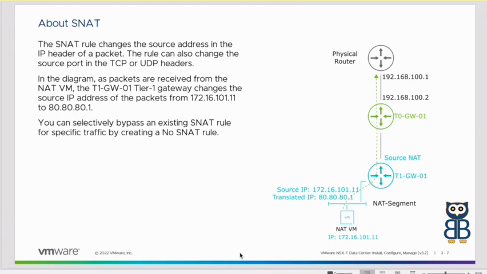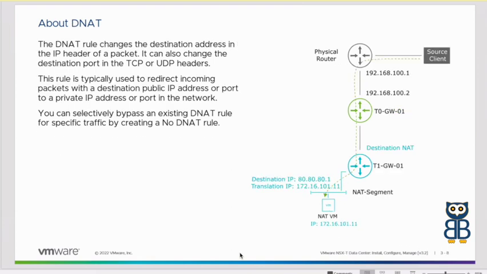Whereas when we talk about DNAT, this is generally for inbound traffic. If I say on my T1, you can do this on T0 also, but the only difference is your T0 must be running active standby if you want to do a stateful version of the NAT. So in this example, we're doing it on T1, where we're saying that if the destination IP in the packet is 80.80.80.1, then my T1 gateway should replace that destination IP address with what I'm mentioning now. Basically, my web server IP, let's assume, which is 172.16.101.11.